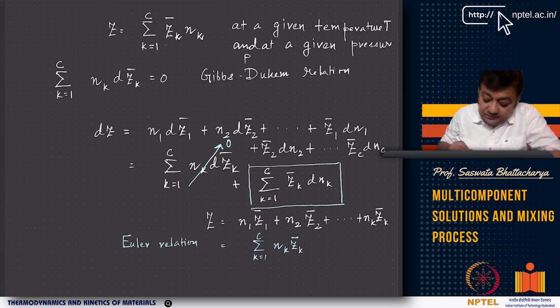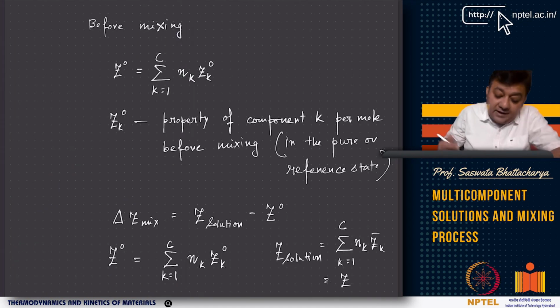And as a result, from this equation, the Euler equation, and the Gibbs-Duhem equation, we can tell dz is nothing but the sum over all components of zk bar, the partial molar property, times the total differential of the mole number, dnk, right?